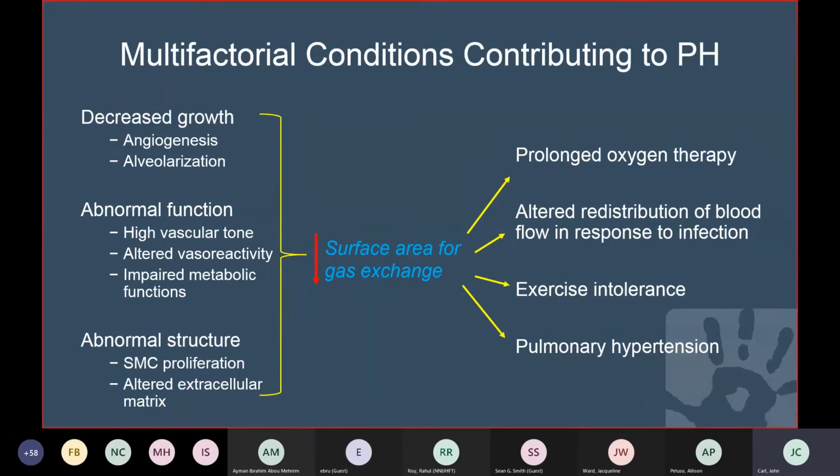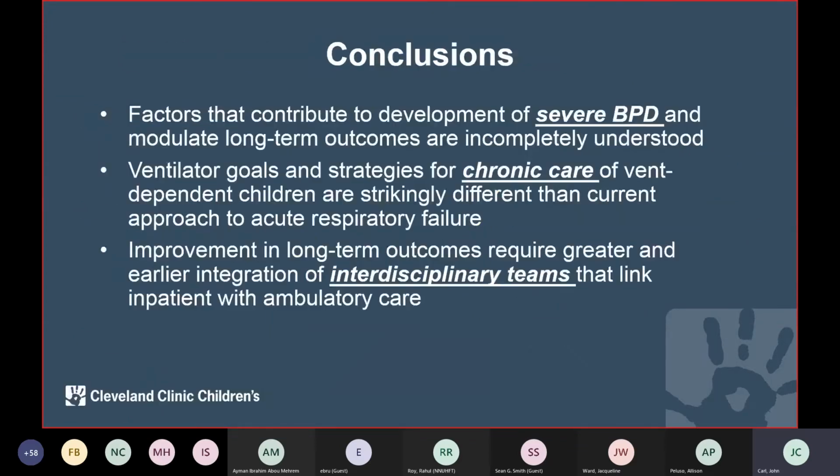So the need for prolonged therapy, the altered redistribution of blood flow in response to infection, and changes in heterogeneity in lung development, the evolving exercise intolerance or activity intolerance or therapy tolerance, and then also echocardiographic evidence of evolving pulmonary hypertension certainly need to be considered here.